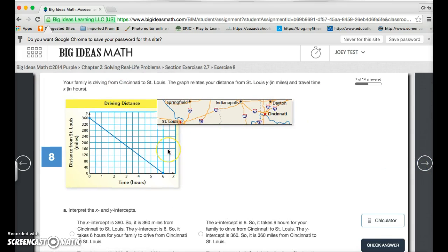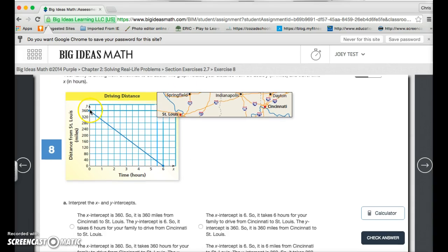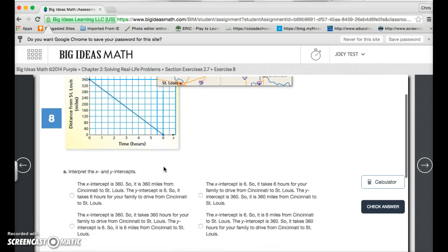Okay. Your family is driving from Cincinnati to St. Louis. The graph represents the distance from St. Louis in y miles and travel time in x hours. So again, I have an x and a y intercept. It's showing me right here at 360 miles from St. Louis, I have driven 0 hours. And at 6 hours, I have driven all the way, so I have 0 time left to travel.